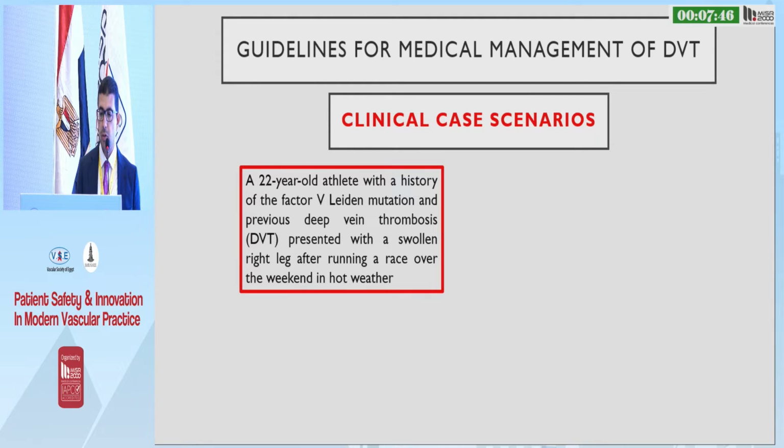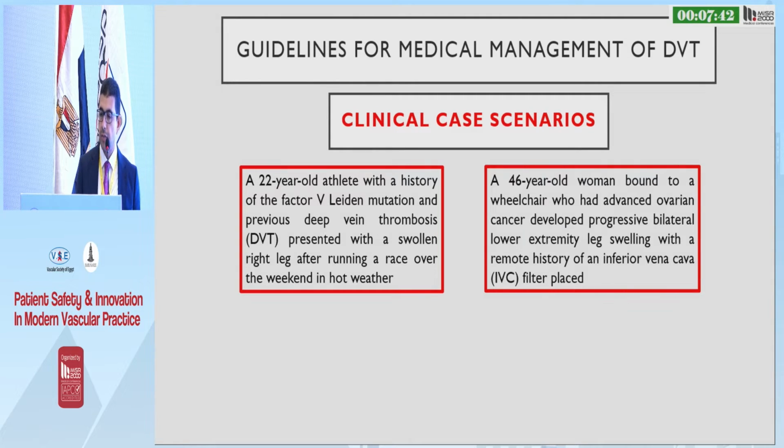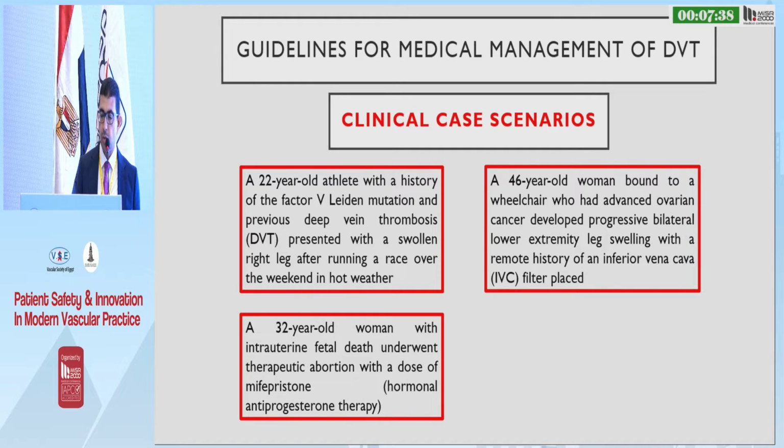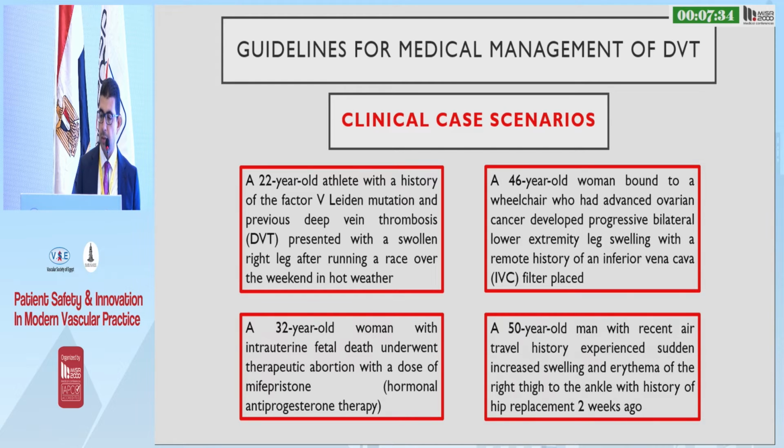A 22-year-old athlete with a history of factor V Leiden mutation, a 46-year-old woman with advanced ovarian cancer, a 32-year-old woman with intrauterine fetal death on hormonal therapy, and an old man with a recent history of hip replacement. We all agree that these patients have different management plans.